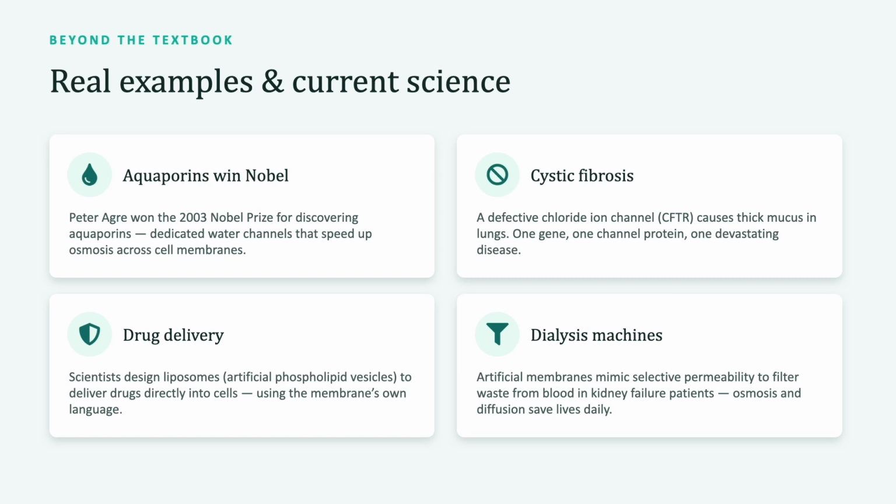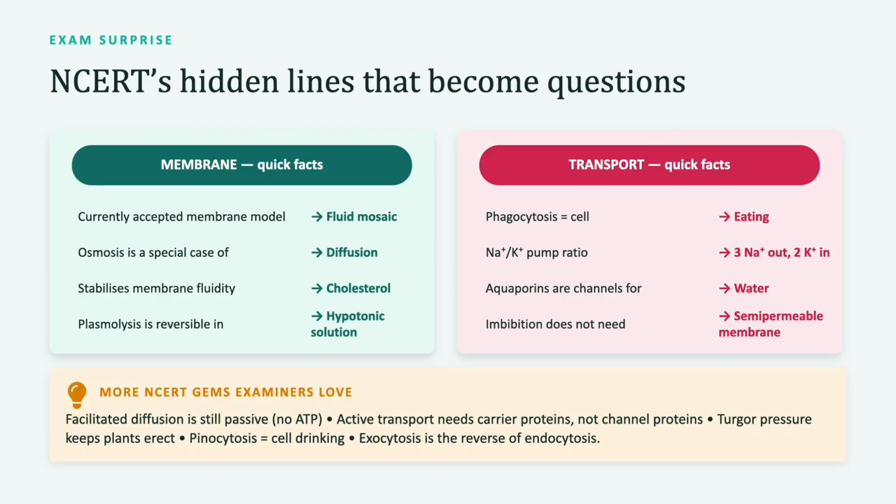And the dialysis machine mimics the selective permeability of a real membrane to filter waste from blood when the kidney fails. Osmosis and diffusion save lives in hospitals every single day. Surprise round: where NCERT hides lines that become direct questions.